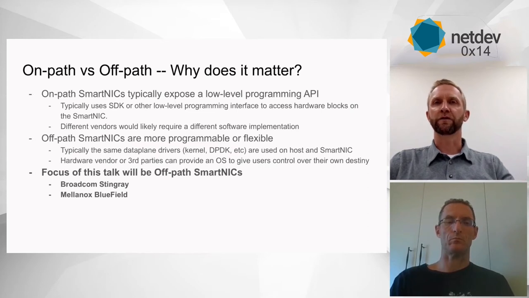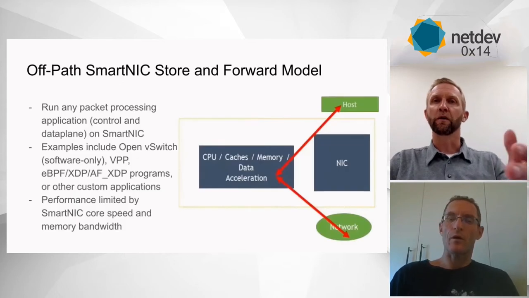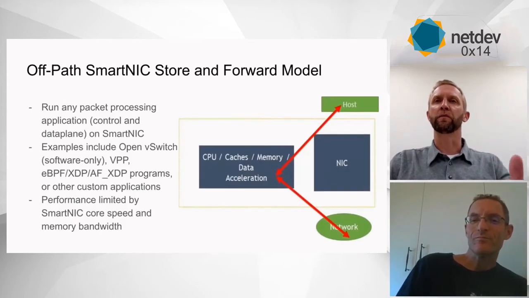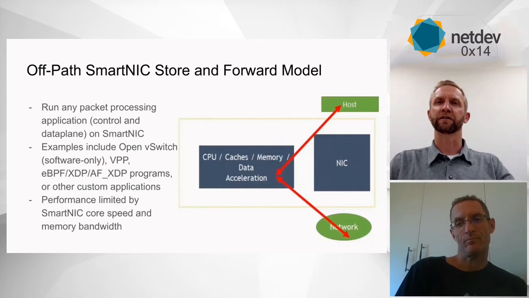The focus of this talk for both Orr and I will be on off-path SmartNICs, because Broadcom's Stingray SmartNIC and the Mellanox Bluefield SmartNICs are both off-path SmartNICs. Now I'm going to turn it over to Orr, and he's going to talk about some of the data path models that exist for off-path SmartNICs.